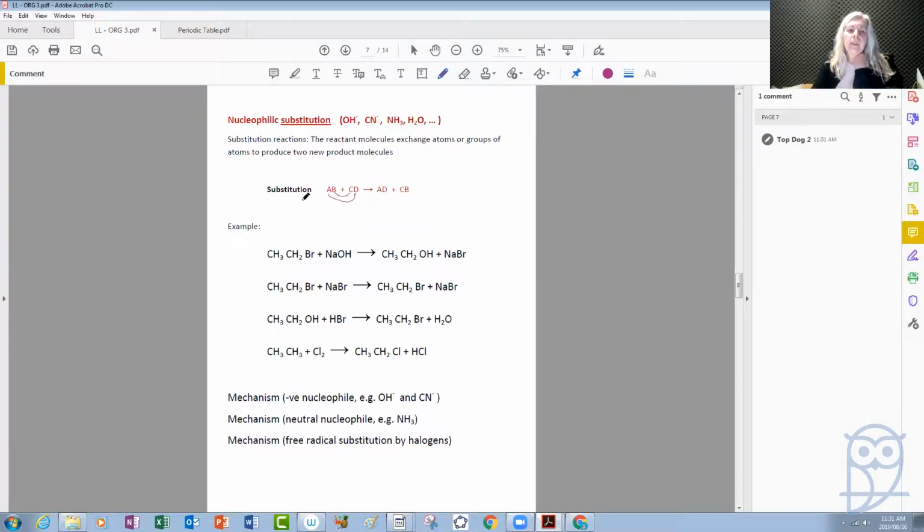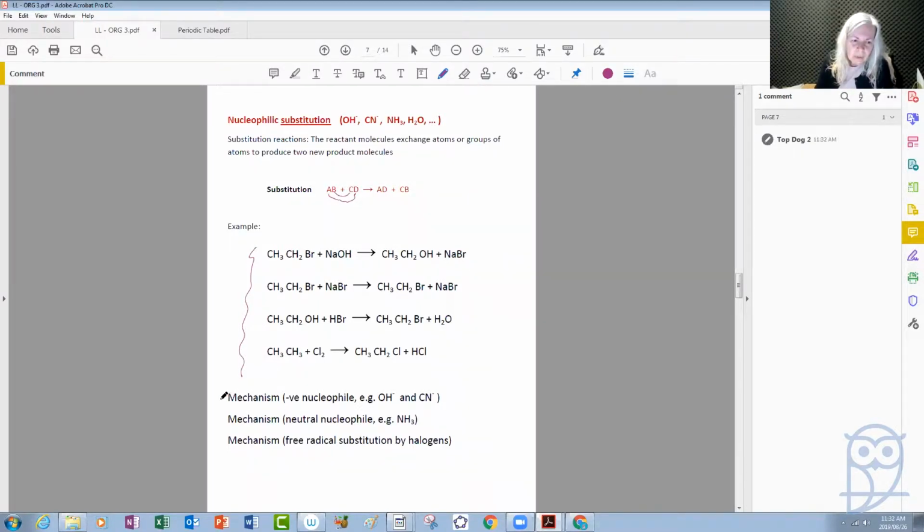And some examples that involve some saturated hydrocarbons or heterocarbons, and saturated organic compounds, like this bromoethane here, reacting with sodium hydroxide or sodium bromide, or an alcohol here, ethanol, reacting with hydrogen bromide, and so on. These are types of substitution reactions, and we're going to see now the mechanism of some of them.